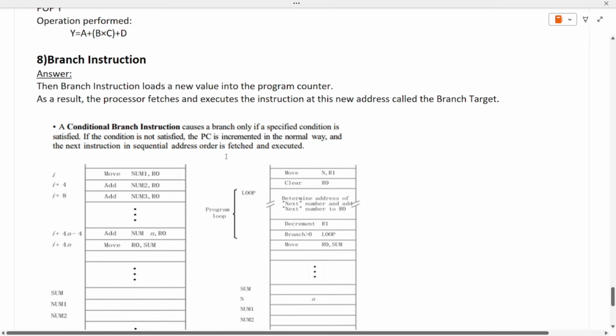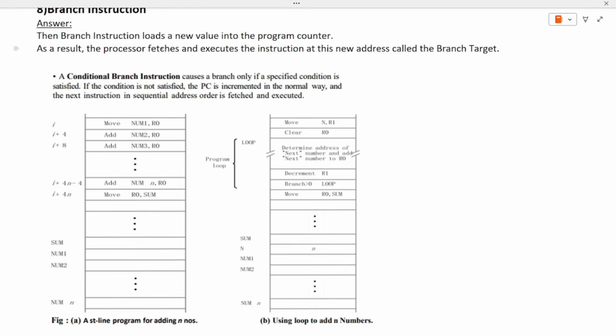Now next comes the branch instruction. What a branch instruction does is it loads a new value into the program counter.